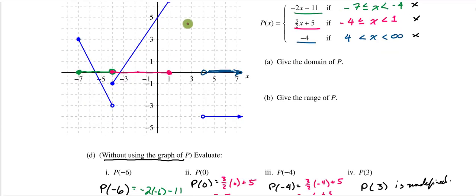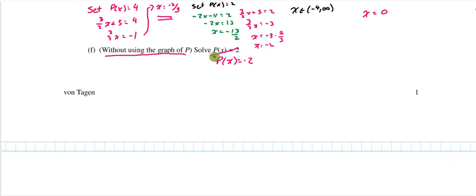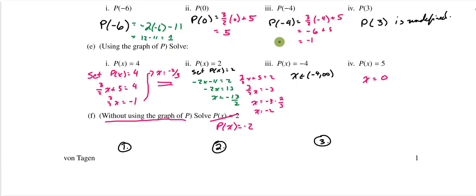So for this problem, what I want us to do is solve p of x is equal to -2, and we want to do so without looking at the graph of p. So when I have to do this without looking at the graph of p, I'm just going to go ahead and set each of the 3 pieces, or however many I have in this piecewise function, equal to this output value. So let's go ahead and do this.